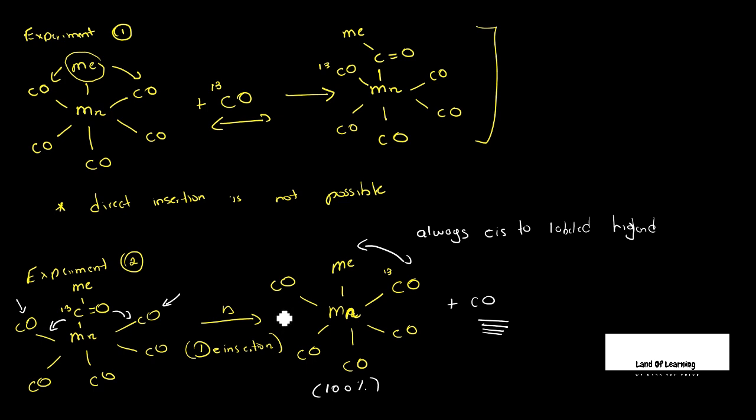So we have gathered two pieces of information. The first one is that when the insertion happens, the direct insertion is not possible. There won't be a direct insertion. And when we are conducting this particular deinsertion type of reaction, always the carbonyl or ligand which is cis to our particular acetyl group will be repelled. That's why we get 100% cis product. And then let's move on to our final experiment, experiment number 3.